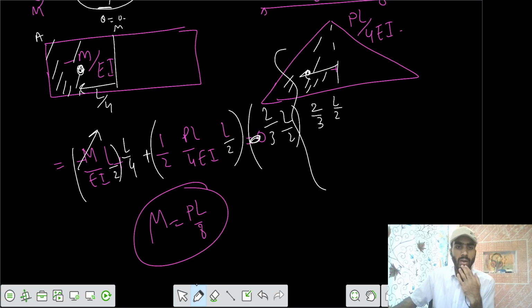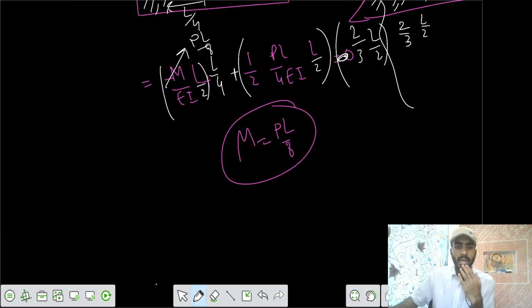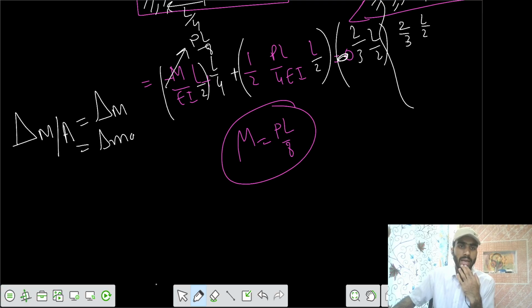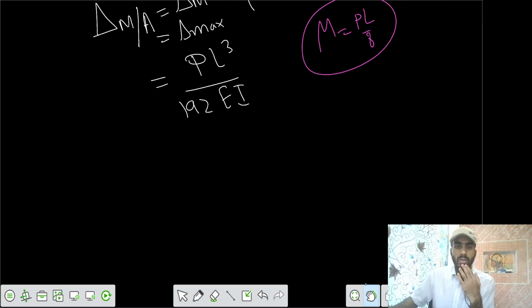You substitute the value of m equals PL by 8. You would get delta at mid. We can write that as delta at mid with respect to the tangent drawn from A, that is also equal to delta mid, that equals delta max, that equals PL cube by 192 EI, that is also equal to 1 by 4 PL cube by 48 EI.